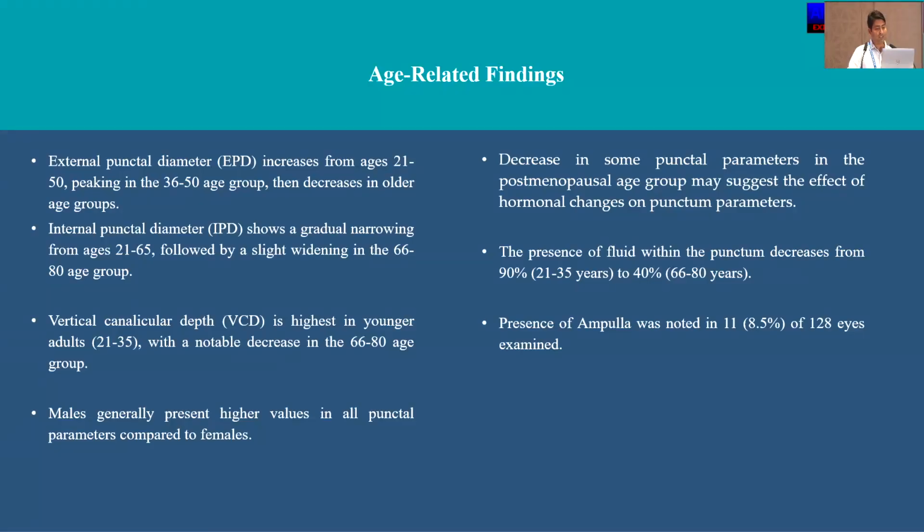Males generally present higher values in all punctal parameters compared to females, and a decrease in some punctal parameters in the postmenopausal age group may suggest the effect of hormonal changes on punctal parameters. And the presence of fluid within the punctum decreases from 90% in the age group 21 to 35 years to 40% in 66 to 80 years. And presence of implant was noted in 11 patients out of 128 eyes examined.